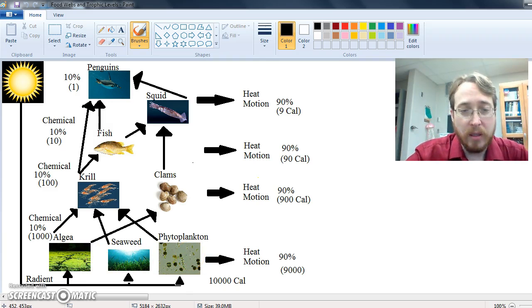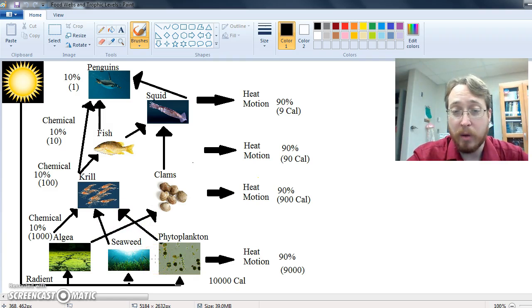So let's pretend that they get 10,000 calories. A calorie is a unit of energy. There's lots of different ways to measure energy. It is only one of many possible units. But let's say they have 10,000 calories of energy that they get as radiant energy from the sun. And then they convert that to chemical energy. 90% of the chemical energy, 9,000 calories, are transferred as heat and motion to the environment as they run their body. Whereas only 1,000 calories are stored in their body.